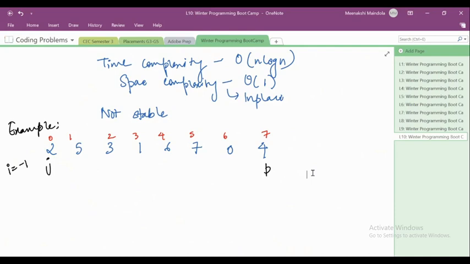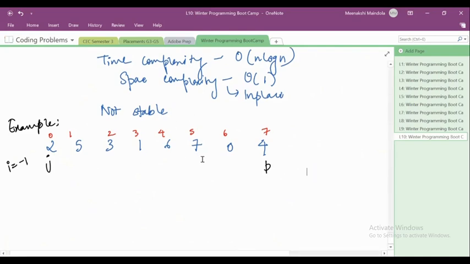So yes, are you moving ahead with this example? Can you tell me how the array will look after the first iteration?